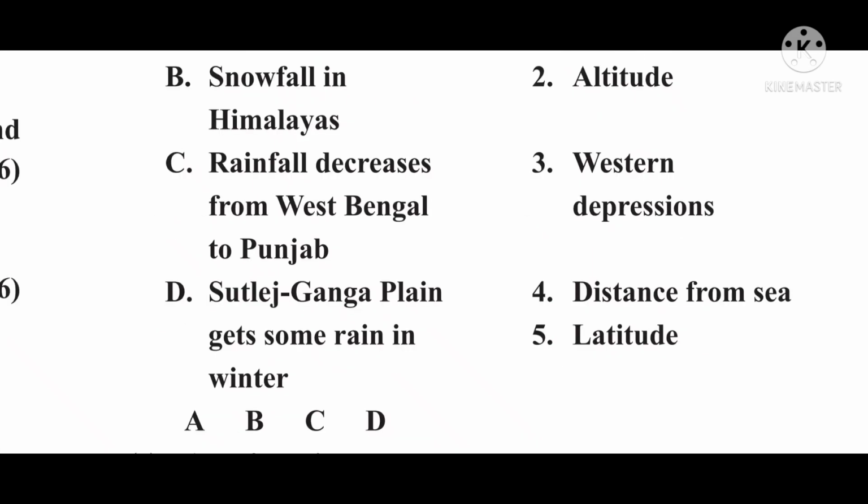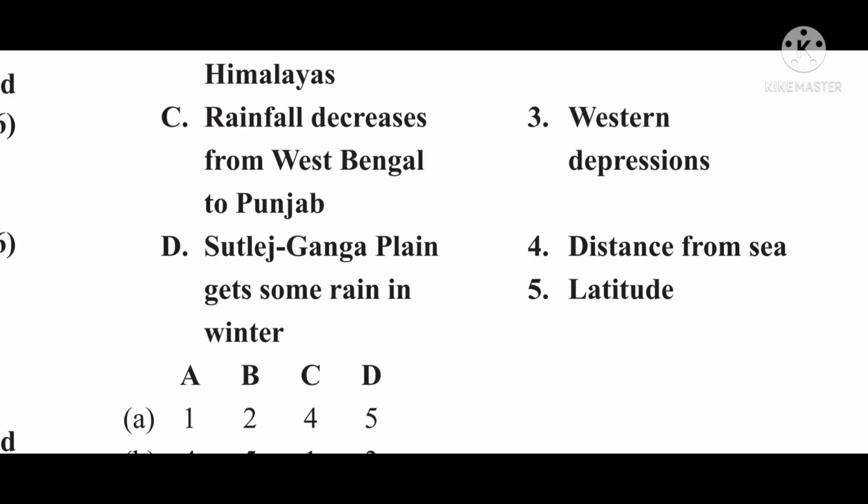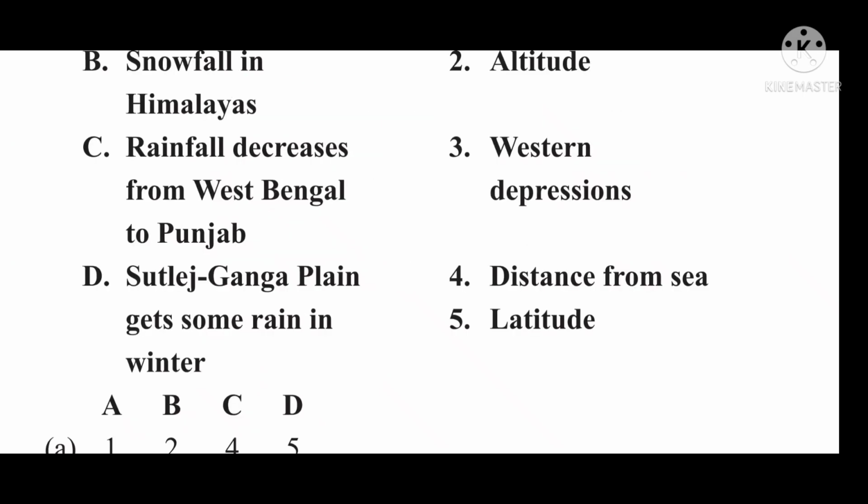Rainfall decreases from West Bengal to Punjab. We know that rainfall is higher in the coastal area. Since West Bengal is situated near the sea and lies in the southwestern monsoon belt, West Bengal receives more rainfall than Punjab, which is situated far away from the sea. Southern Ganga plain gets some rain in winter. The western disturbances originating in the Mediterranean Sea bring a lot of moisture with the help of westerly winds, and it starts raining in northern India in the winter season.